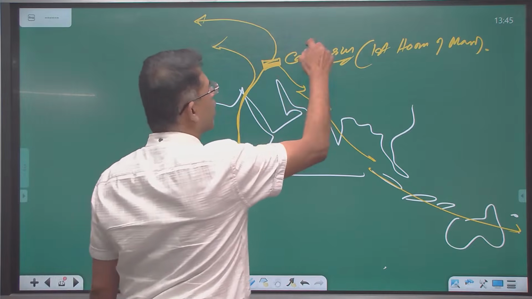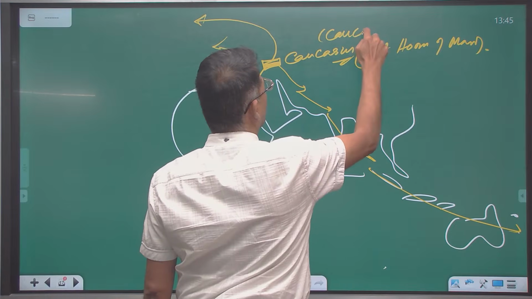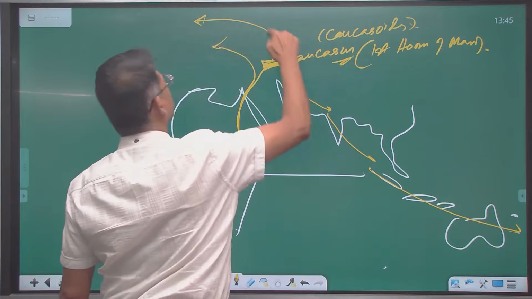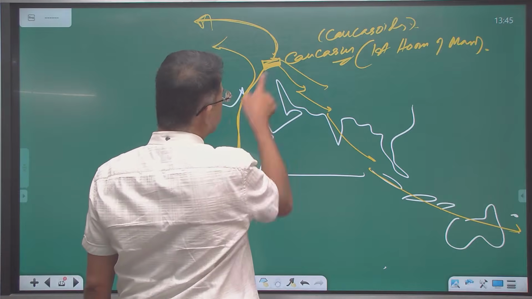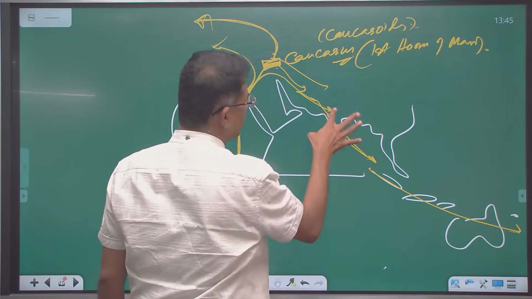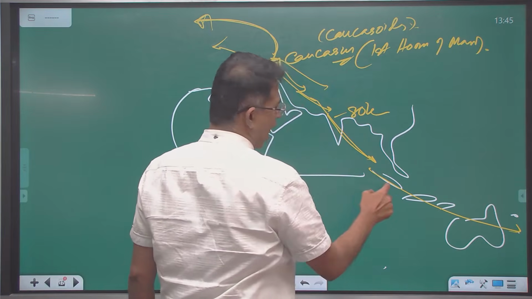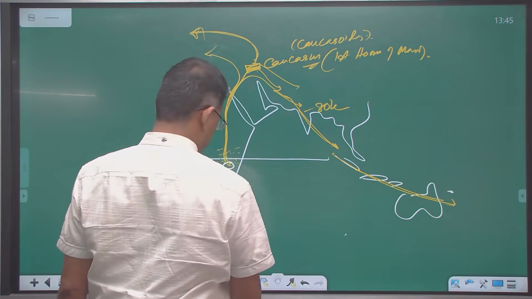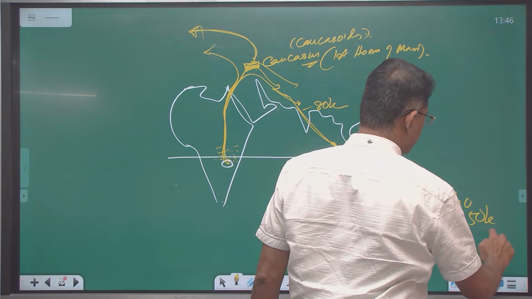From here came your Caucasoids. You must have heard this term, a race called the Caucasoids. The Caucasoids have gone towards Europe, they also have come towards India. But the earliest migrations went straight. They reached India around 80,000 years ago, and they reached Australia and the Pacific around 50,000 years ago.